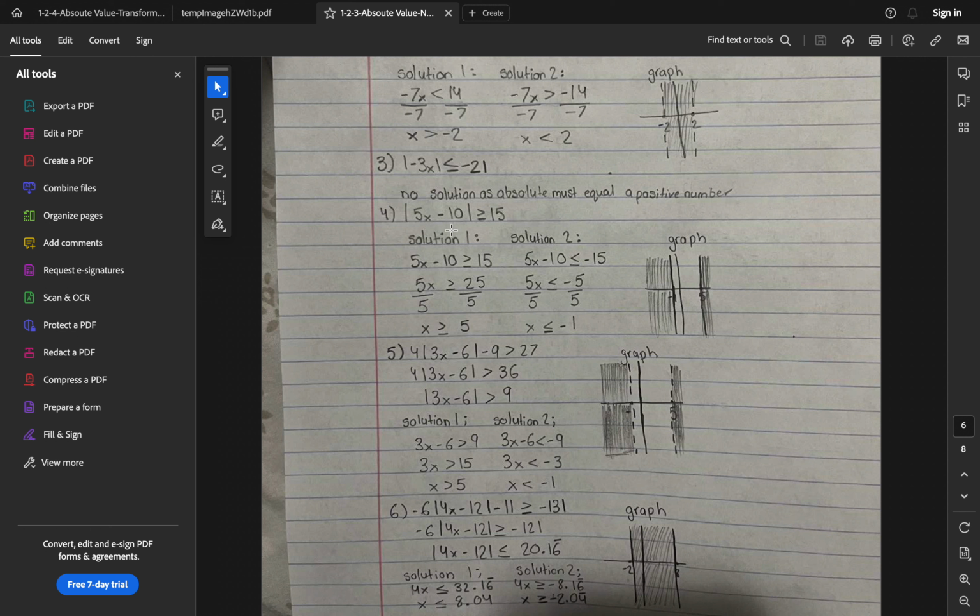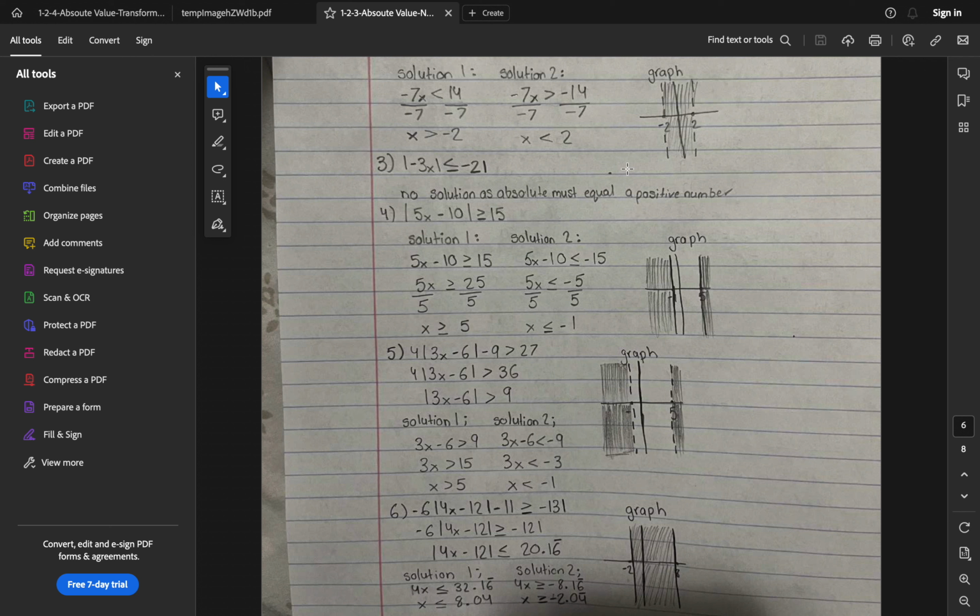Question number 4 is the absolute value of 5x minus 10 is greater than or equal to 15. For both solutions, the first solution is 5x minus 10 is greater than or equal to 15. We isolate for x, so it becomes 5x divided by 5 is greater than or equal to 25 divided by 5. Since we're dividing by a positive number, the inequality sign does not change, so x is greater than or equal to 5.